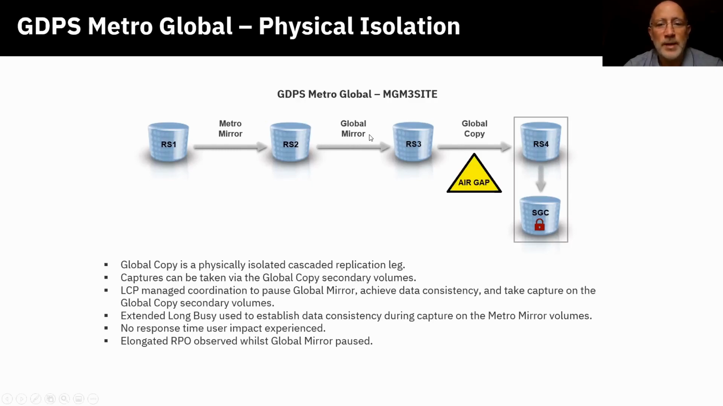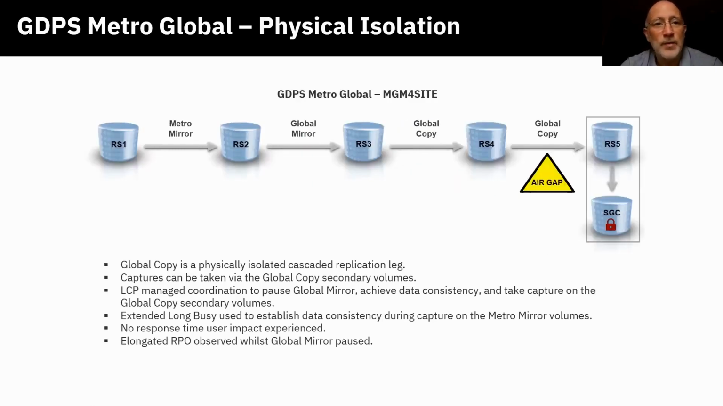So that's 3 sites, physical isolation. And finally, there's a 4-site physical isolation model. So for the clients running MGM4 site, we have the Metro leg RS1 to RS2, the Global Mirror leg from RS2 to RS3, and then in the recovery region, we have RS3 to RS4, and now we have a cascaded Global Copy leg into the vault to RS5, which again is air gapped. Same sort of parameters here in terms of impact: no user impact for this particular leg, and elongation to the RPO during the CG pause to establish consistency on RS5.